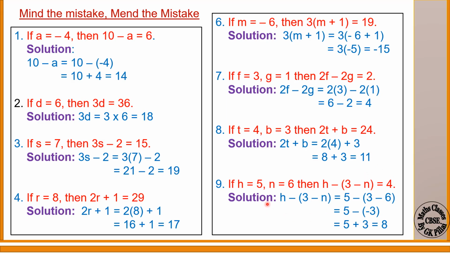The next one, if h equals 5 and n equals 6, then h minus 3 minus n equals 4. Here h minus 3 minus n will be 5 minus, within the bracket, 3 minus 6. So 5 minus, it will be minus 3. Minus into minus will be plus 3. 5 plus 3 will be 8.